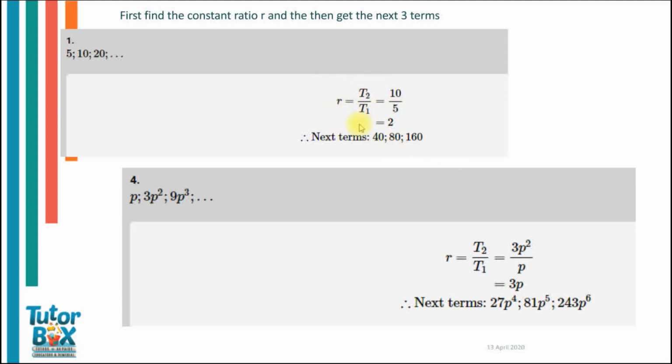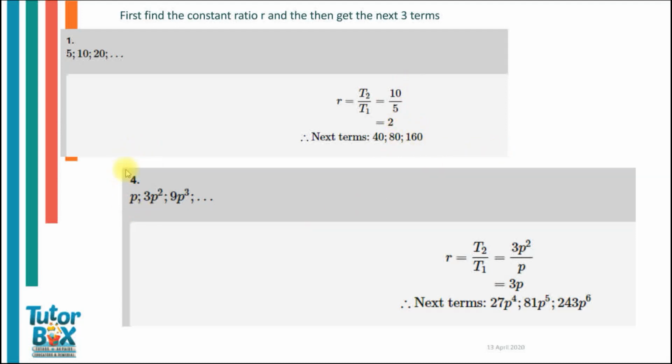Now to get the next terms, since I have term 1, term 2, term 3, I multiply 20 times 2 and get 40. That's my fourth term. To get my fifth term, I multiply 40 times 2 and get 80. Then 80 times 2 gives 160, and so on.